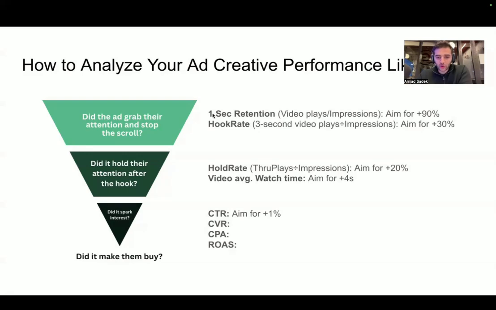And by the way, here we just want to know how many people are at least watching the first second. That's why we are aiming for 90%, because if that's not happening, then we really have a big problem in the messaging, or what we're showing in the ad on social media.